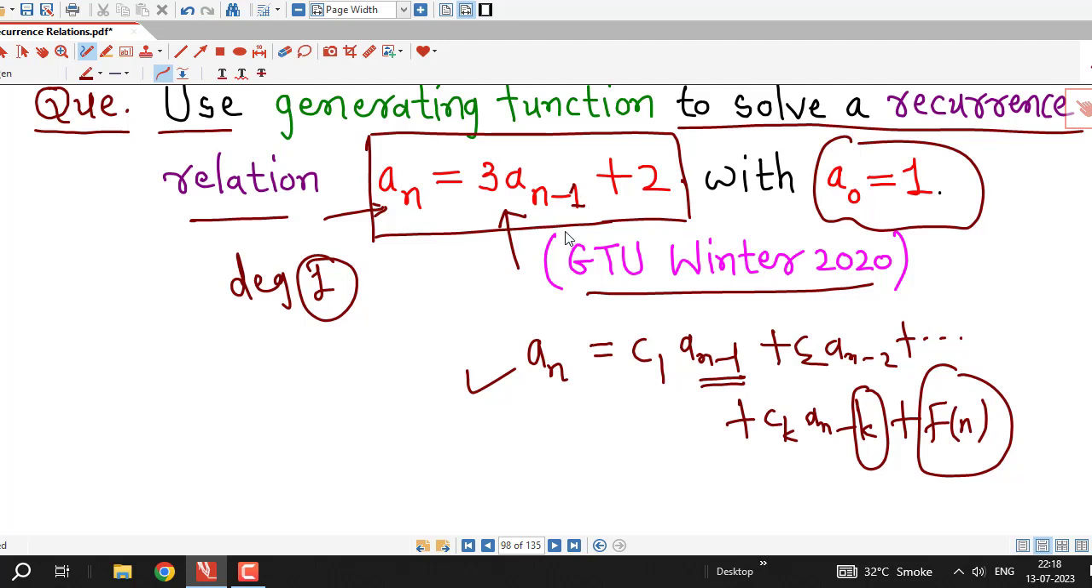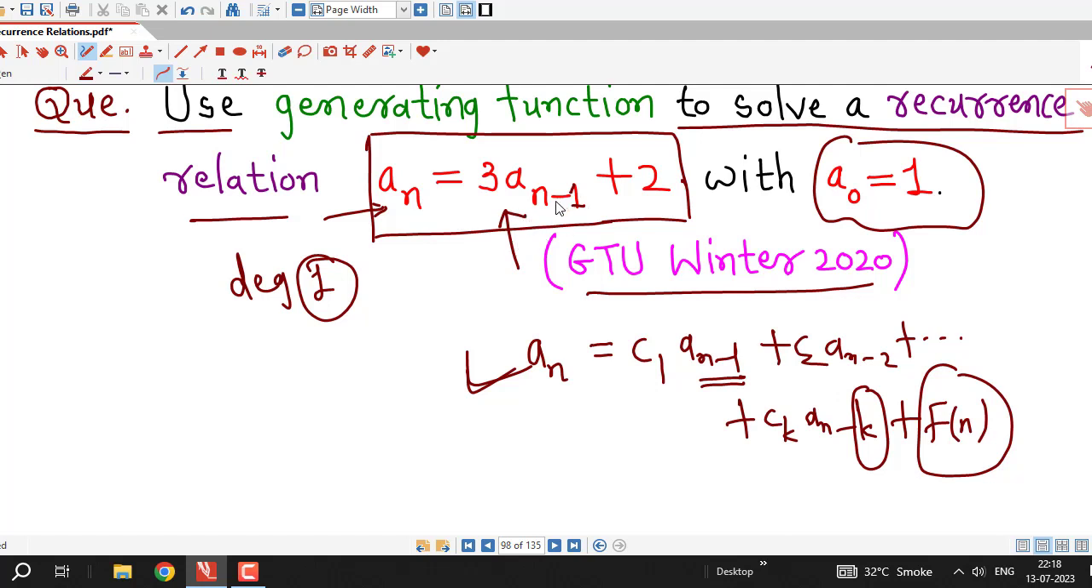So first you have to decide the degree of the given recurrence relation. The first step is to decide the degree of the recurrence relation by comparing it with the standard form of linear recurrence relation with constant coefficients.